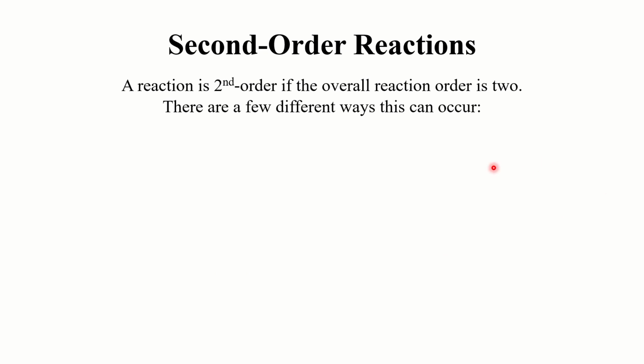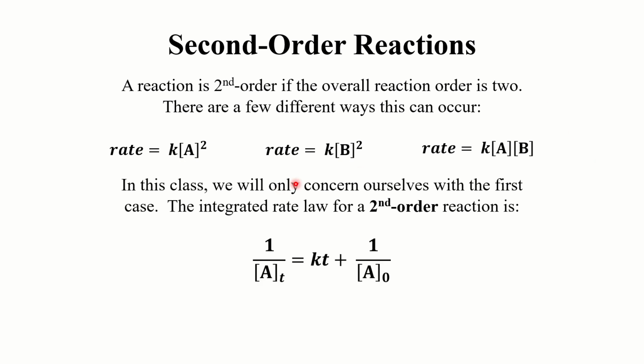A reaction is second order if the overall reaction order is 2. There are a few different ways this can occur. We could have one of our reactants being second order, another reactant being second order, or both our reactants being first order. Again, for the purposes of making the math easier, we're only going to consider the first case, technically the first two cases, because they represent the same thing, second order with one reactant, but we're going to stick with using the variable A to be consistent. The math gets a bit more complicated if you have two reactants that are both first order to give an overall second order reaction.